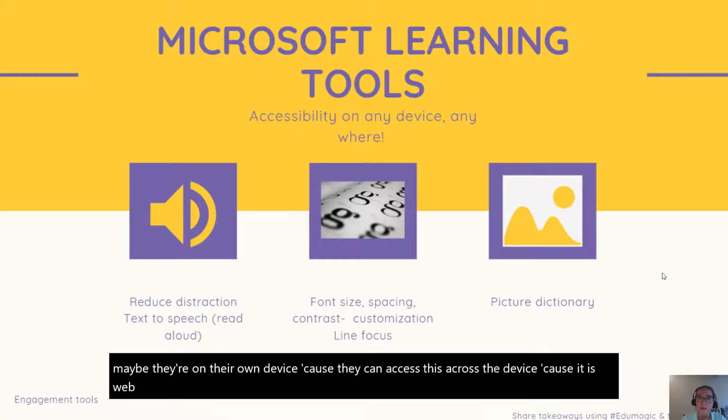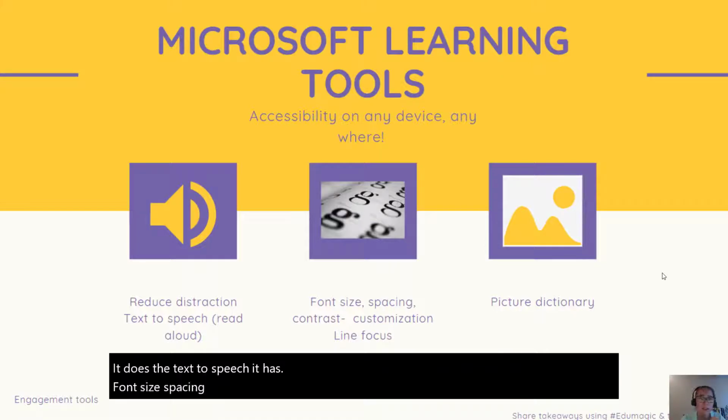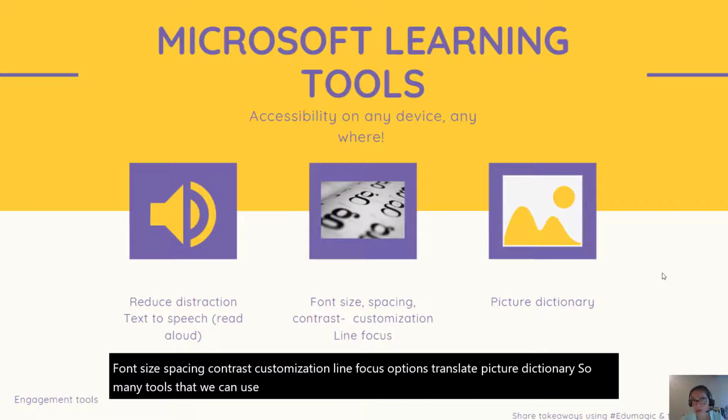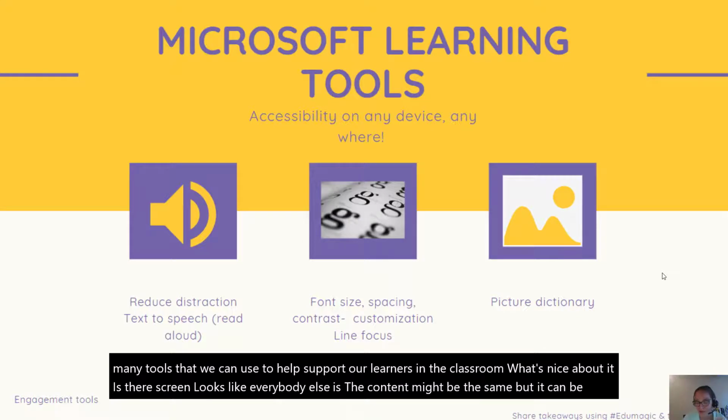Up next, we have Microsoft Learning Tools, truly bringing accessibility to our students. It does text to speech. It has font size, spacing, contrast customization, line focus options, translate, picture dictionary, so many tools that we can use to help support our learners in the classroom. What's nice about it is their screen looks like everybody else's. The content might be the same, but it can be customized for their own needs.